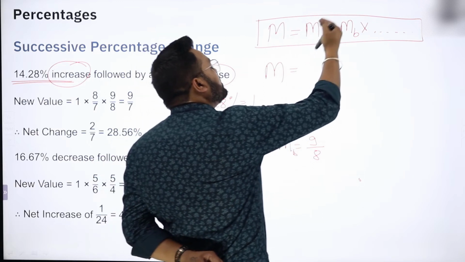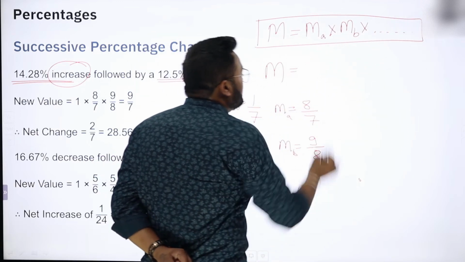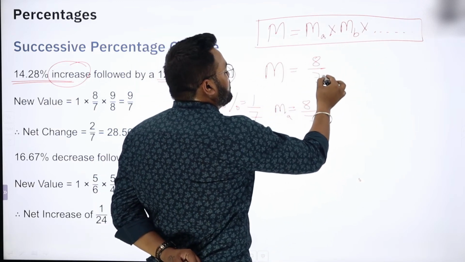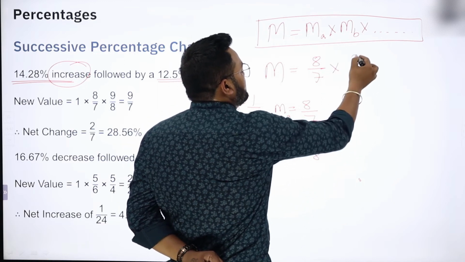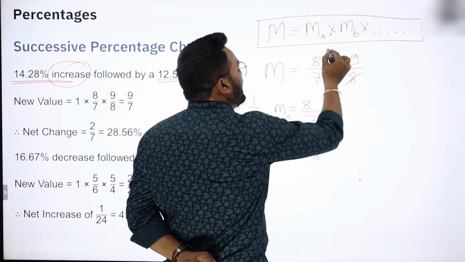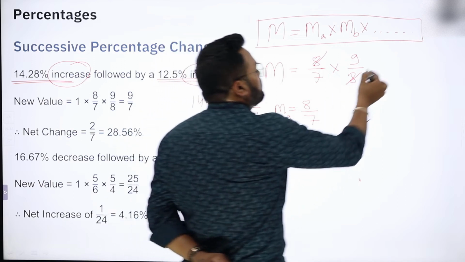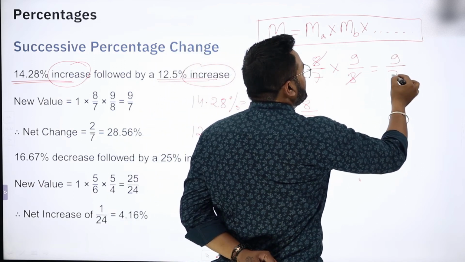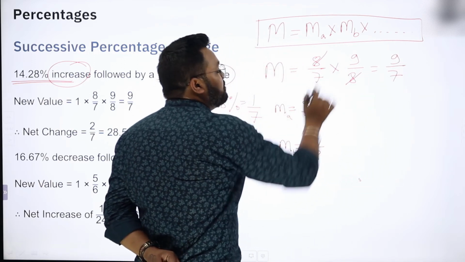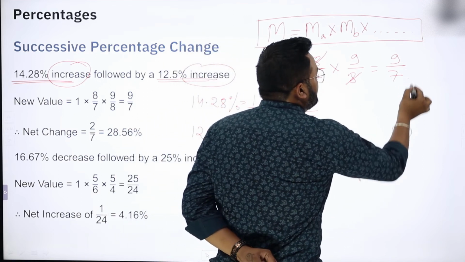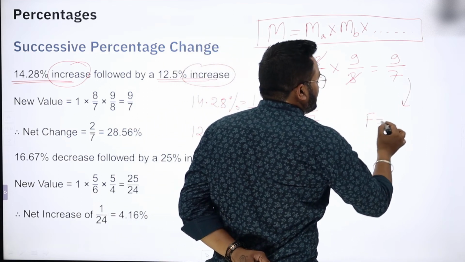or I would say M1, M2, M3 and so on. This will become 8 upon 7 into 9 upon 8. This 8 and 8 is cancelled out. It becomes 9 upon 7. This is my multiplier. Now I have to convert this multiplier to the fraction.